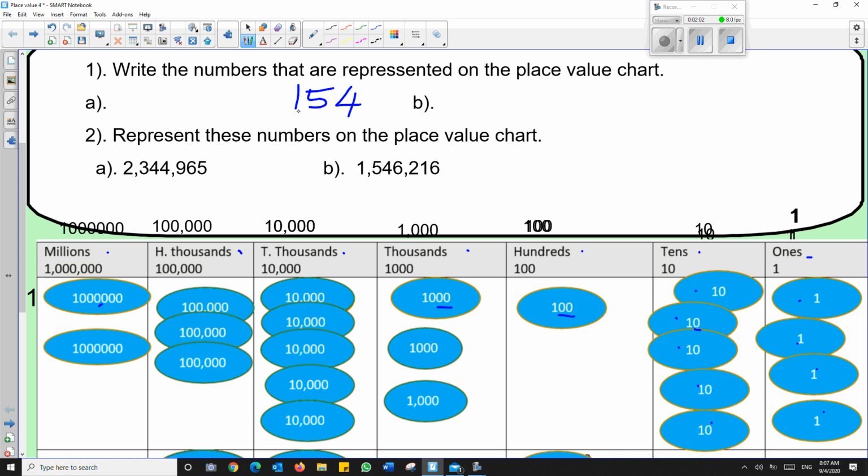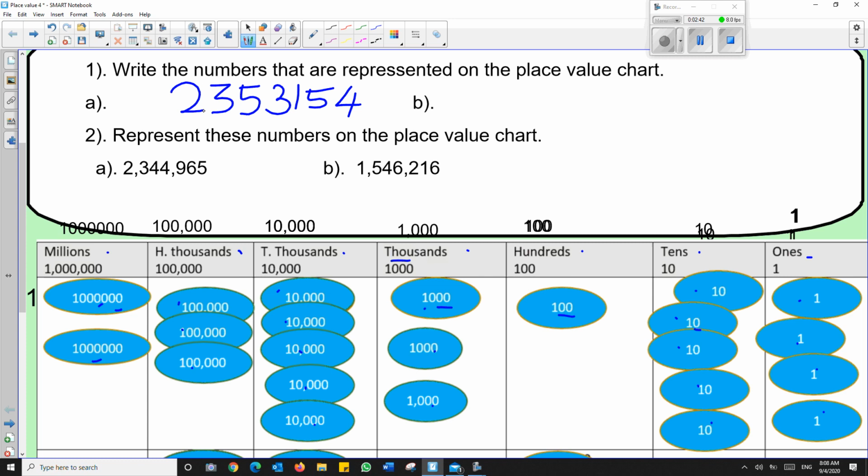Then how many thousands are there? 1, 2, 3. There are 3 thousands. How many 10,000s are there? 1, 2, 3, 4, 5. There are 5 10,000s. Then how many 100,000s are there? 1, 2, 3. Right, 3. Then finally, how many millions are there? You have 1, 2. 2 millions.